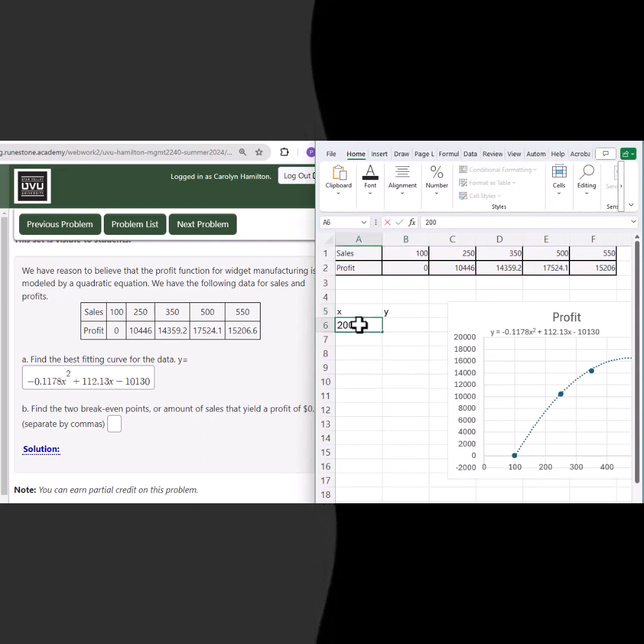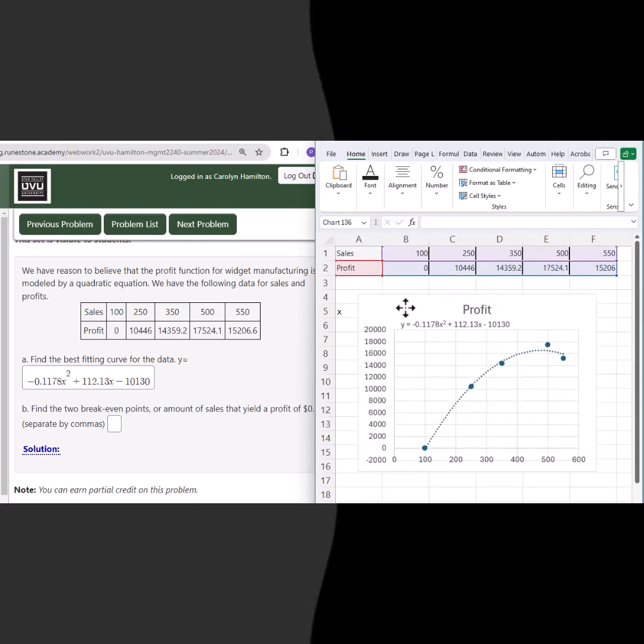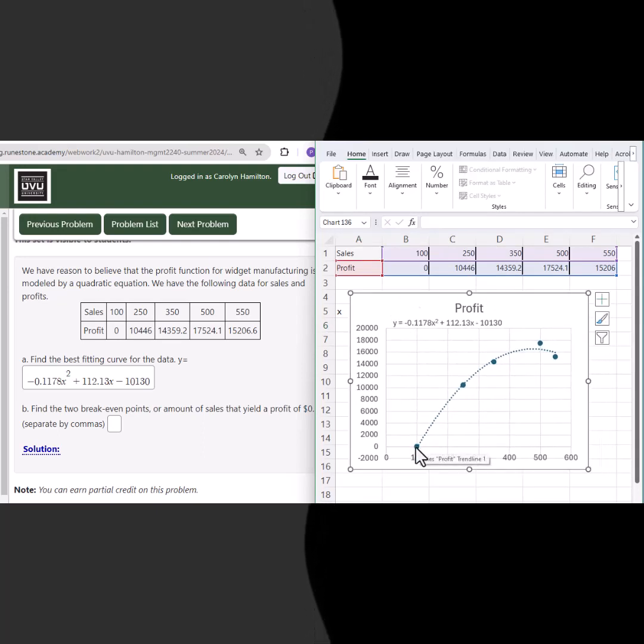Put in any starting value for the X. Y is going to be equal to negative 0.1178 times, get the X value and square it, plus 112.13 times, get the X value, take away 10130. And we can see from our graph that we would expect a zero around 100 from the data also, but then another one somewhere way over here.